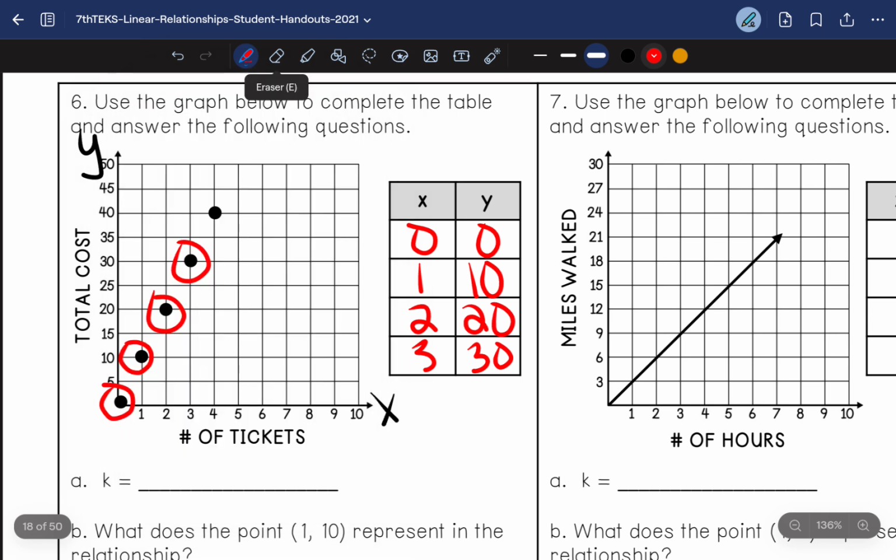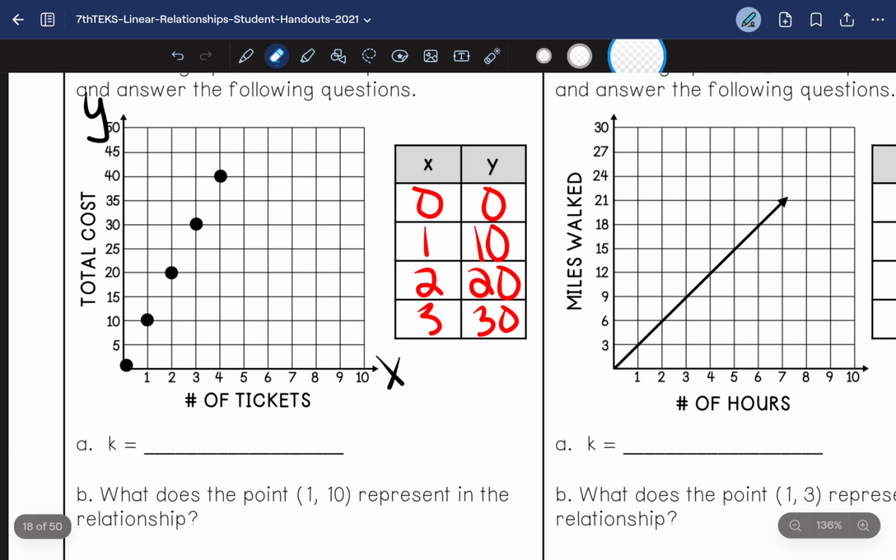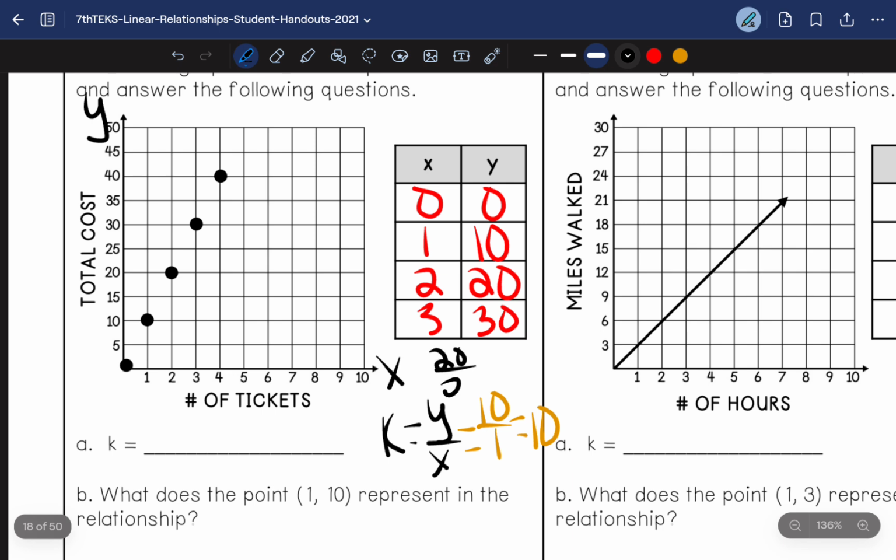So let's go ahead and take a look at the constant of proportionality. So they want us to find k, which, remember, k equals y over x. So we're going to pick a coordinate and we're going to divide. So the first one that I see is 10 over 1, which equals 10. We could do another coordinate if we want to. We could do 20 over 2, which if we divide that, it's 10. So it's increasing by 10 each and every time. So the constant of proportionality is 10.